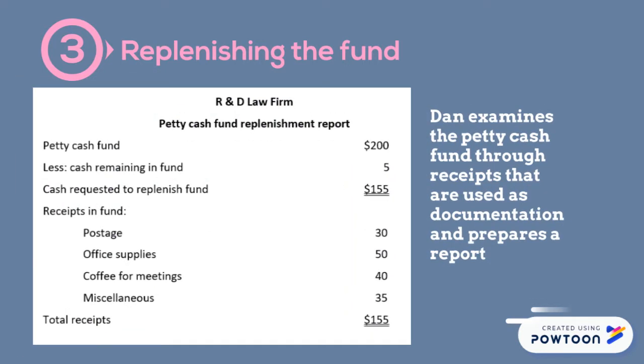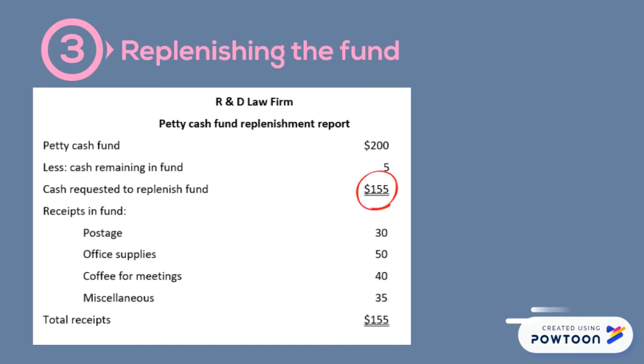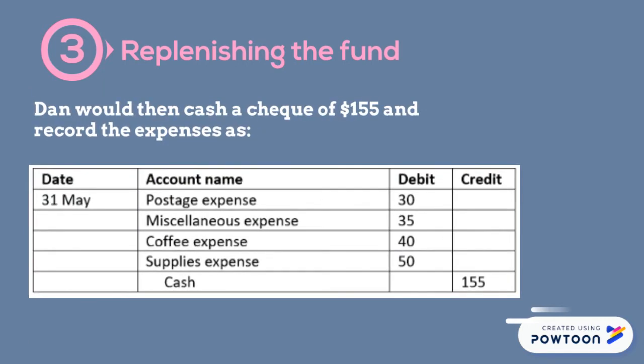When preparing to replenish the fund, Dan examines the petty cash fund for receipts that are used as documentation and prepares a report. The report shows $155 needs to be placed in the fund for it to be fully replenished, with receipts totaling $155 as well. Dan would then cash a check of $155 and record the expenses as follows.